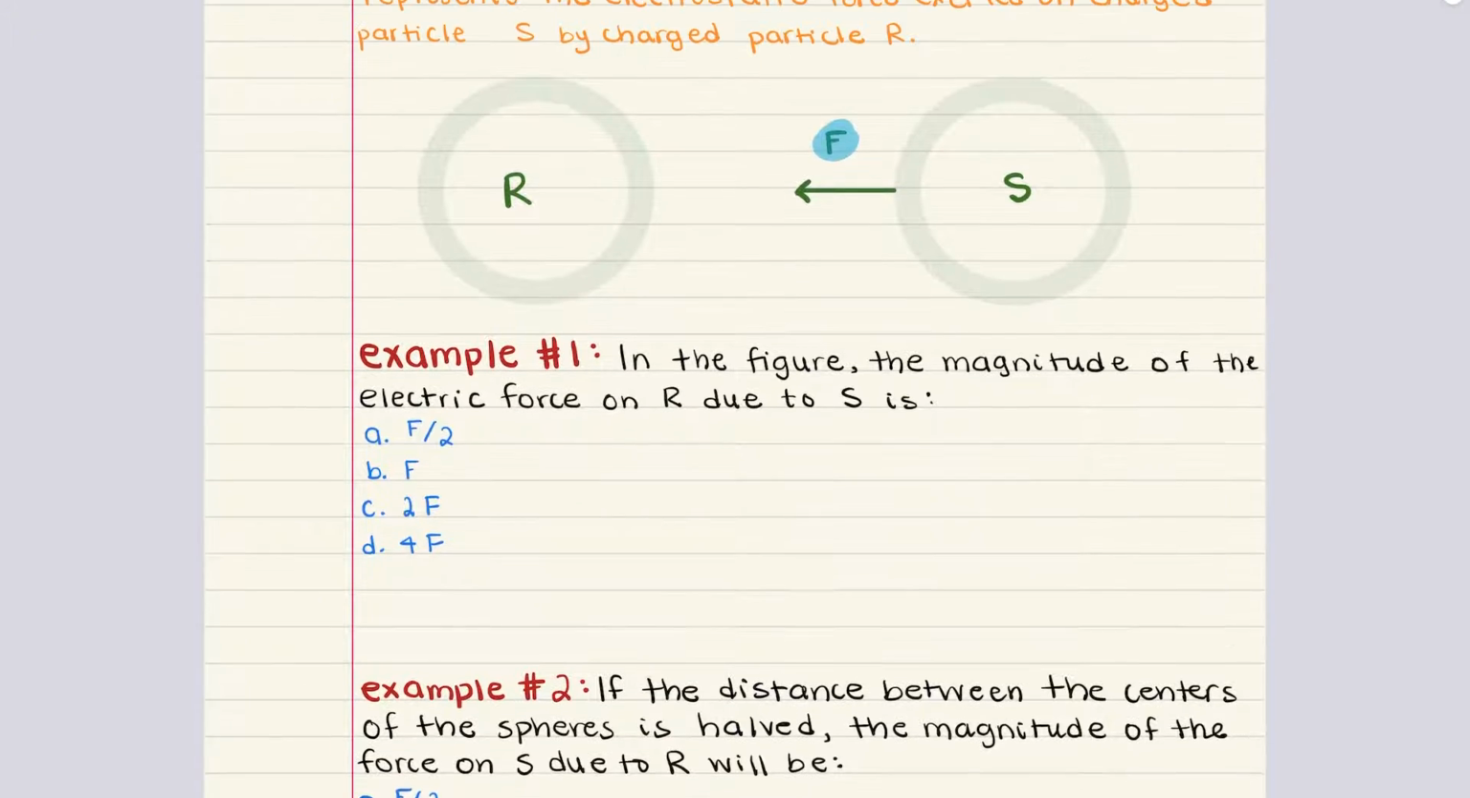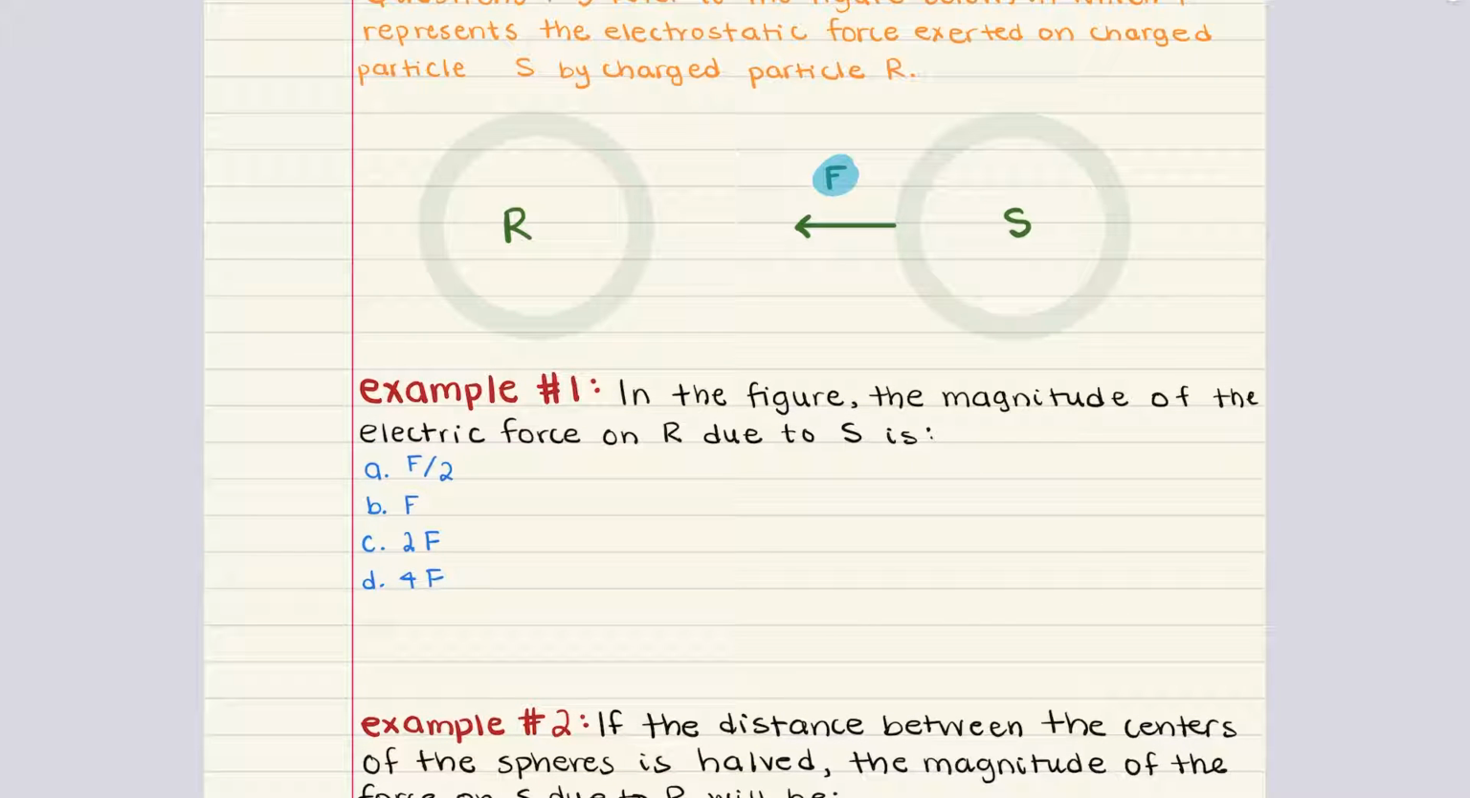Question 1 says, in the figure, the magnitude of the electric force on R due to S is blank. Now, in this question, we're asked to determine the magnitude of the electric force on R due to S. In the figure, it shows these two charged particles, R and S, exerting an electrostatic force on each other. Now, this force is represented by F as we see it in the diagram.